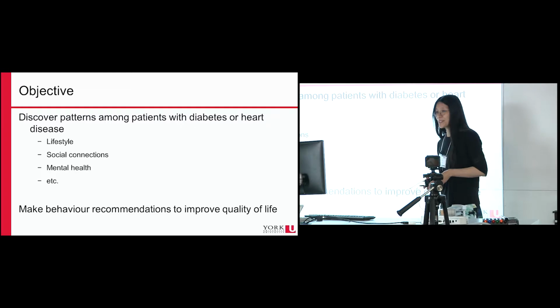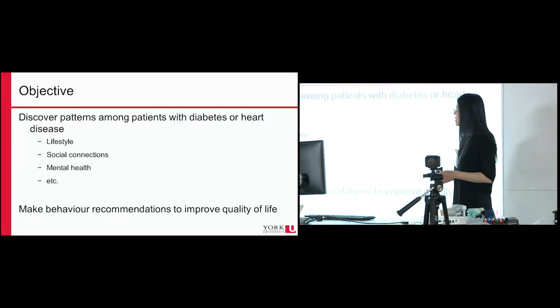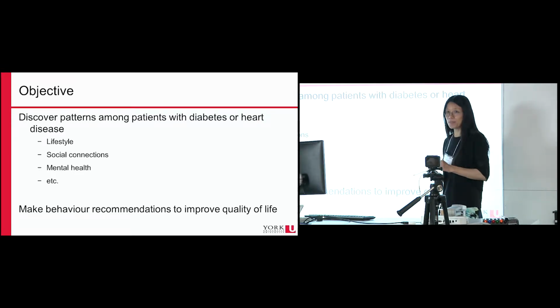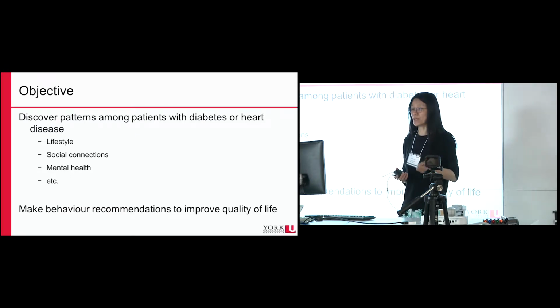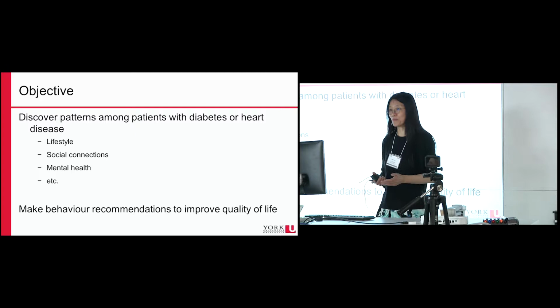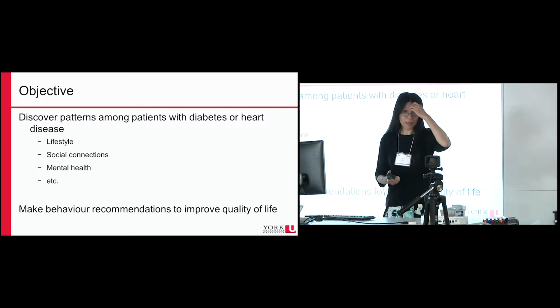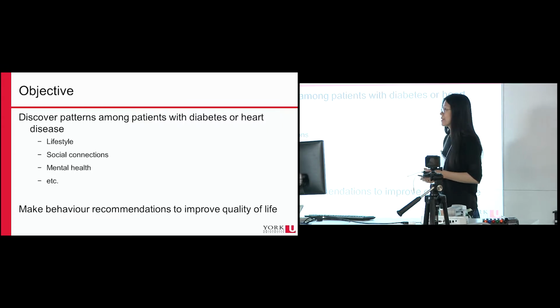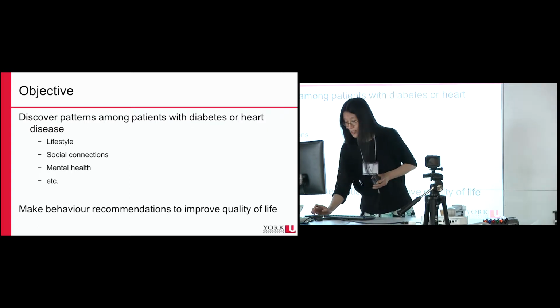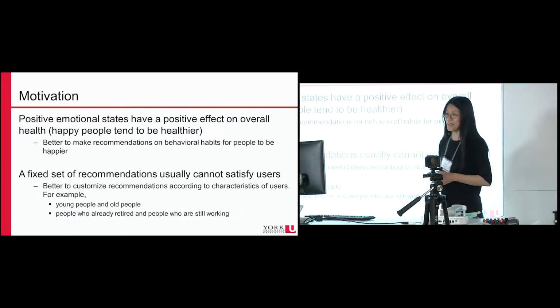The objective of this project is to analyze a large data set on health. It is health survey data. We analyze that data set to discover patterns among patients with either diabetes or heart disease. The patterns are about the lifestyle of people, social connections, mental health, etc. The purpose of finding those patterns is to make behavior recommendations to improve the quality of life, in general, to make people feel happier.